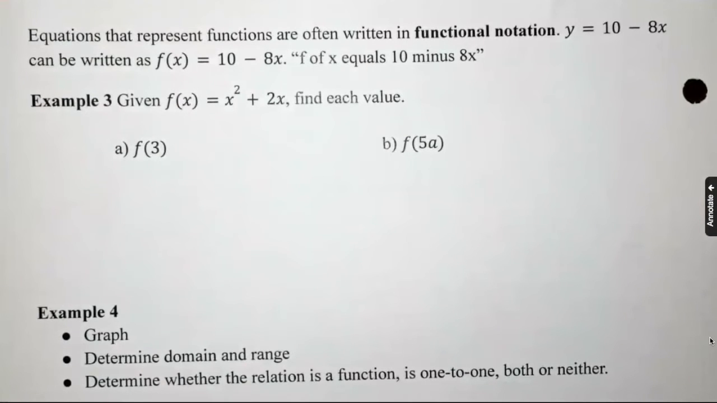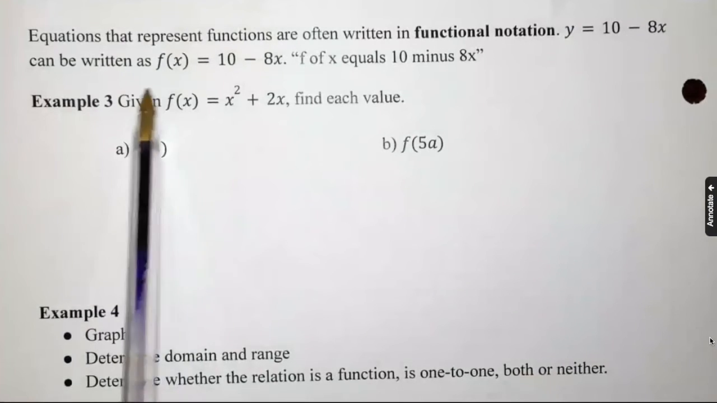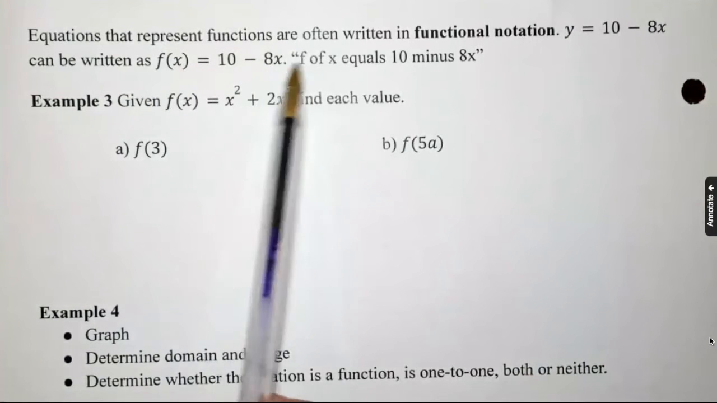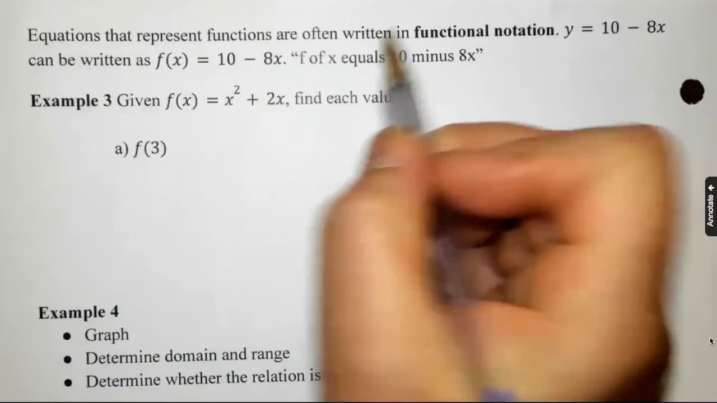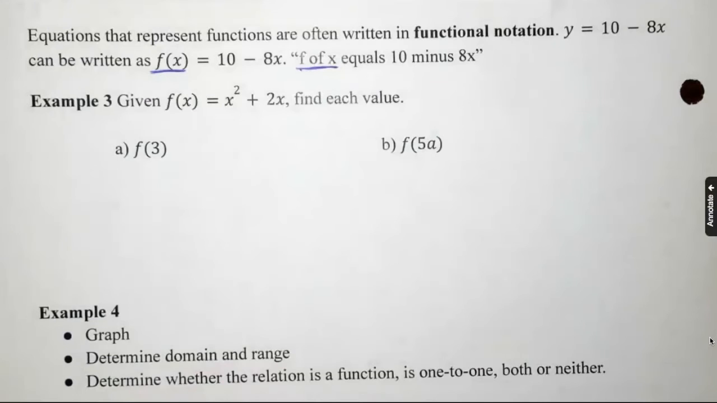Equations that represent functions are often written in function notation. Y equals 10 minus 8x can be written as f of x equals 10 minus 8x. F of x. That is how you say this first part of the function. F of x equals 10 minus 8x.